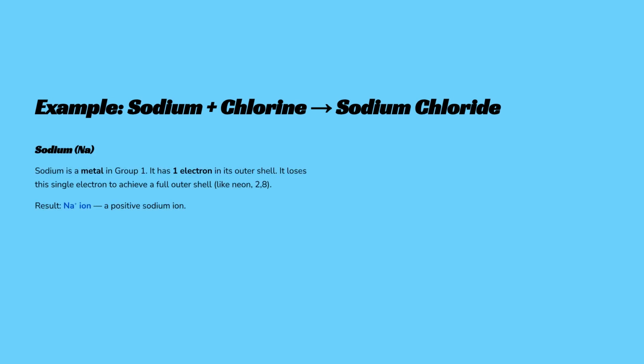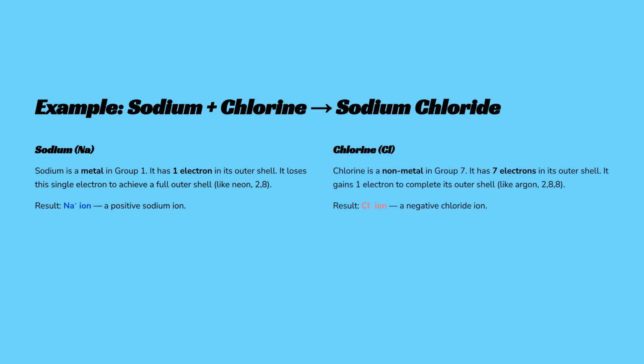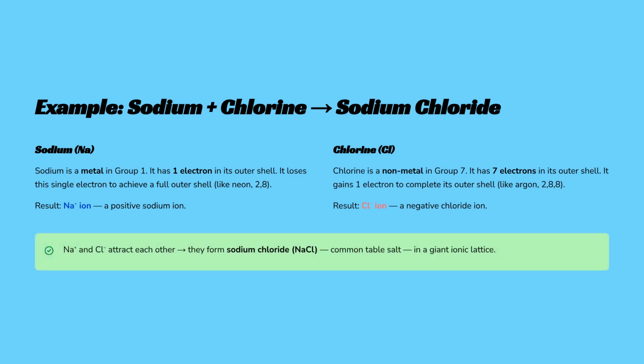Take the example of sodium chloride. Sodium, a metal, loses one electron to form an Na+ ion. Chlorine, a non-metal, gains one electron to form a Cl- ion. These oppositely charged ions attract, forming sodium chloride, common table salt, in a giant ionic lattice.